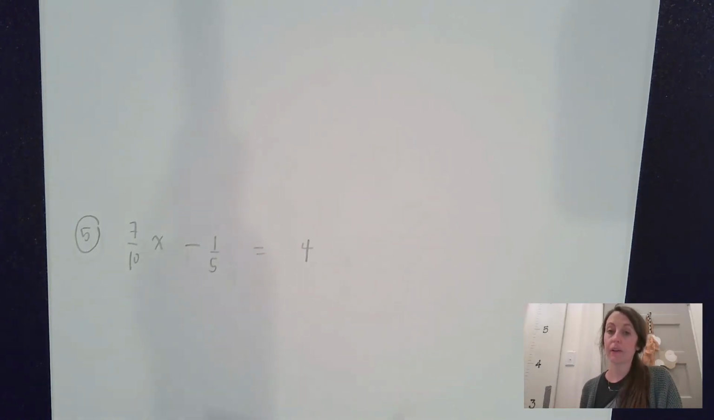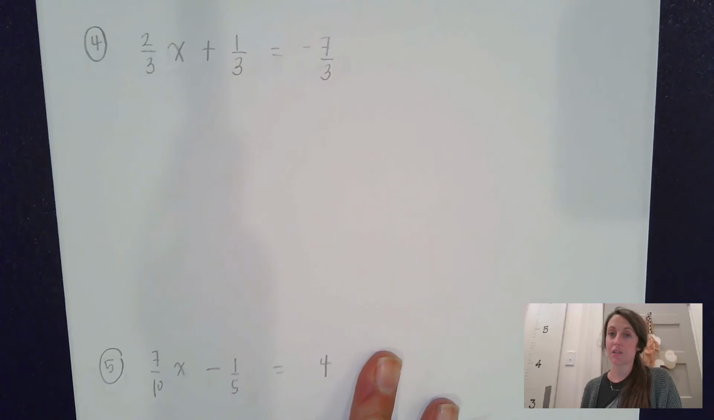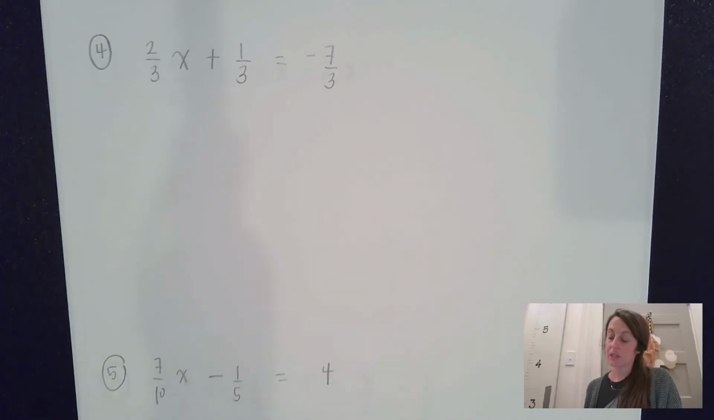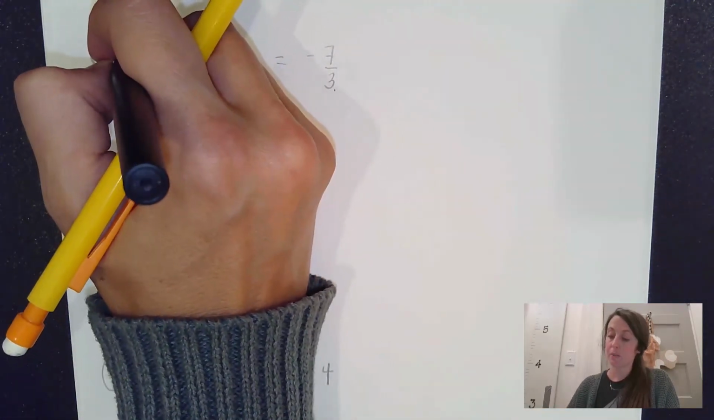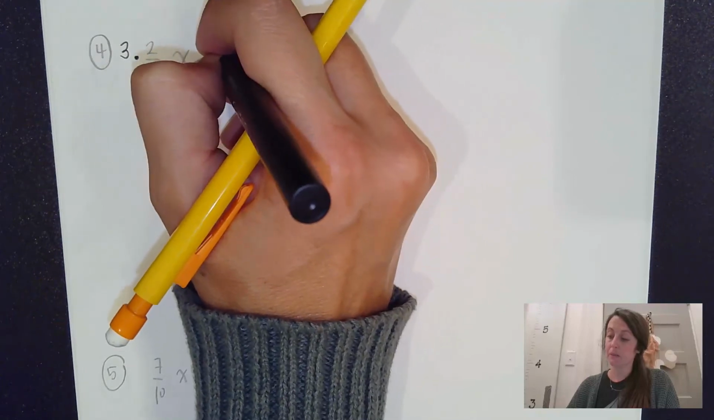Alright, so here I've got some fractions. I've got 2/3 x plus a 1/3 is equal to a negative 7/3. So what I'm going to do is clear the fraction. I'm going to multiply by the common denominator. The common denominator here is going to be a 3. So that means I'm going to multiply every little piece by a 3.